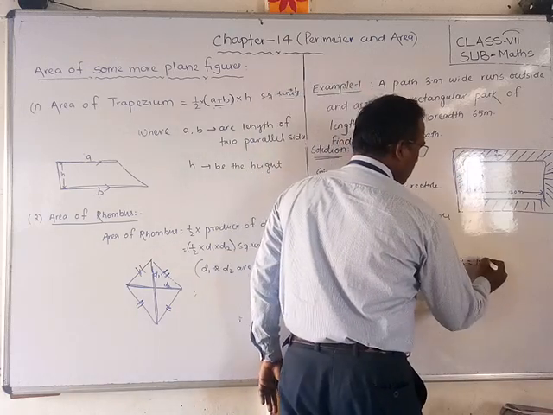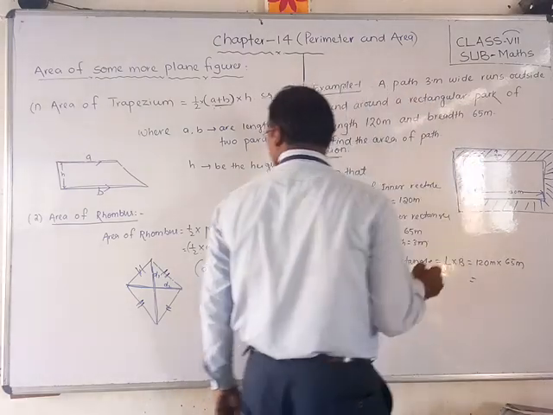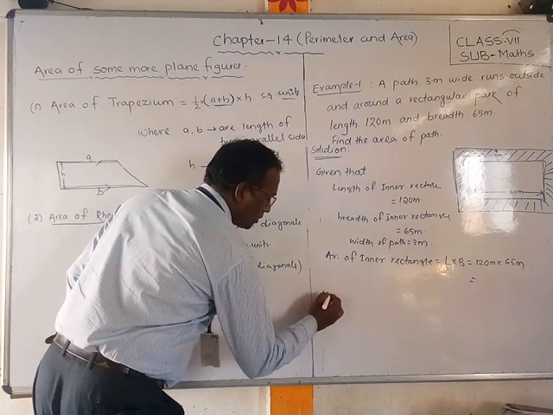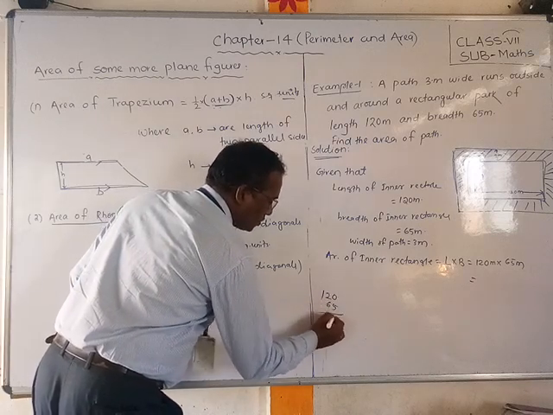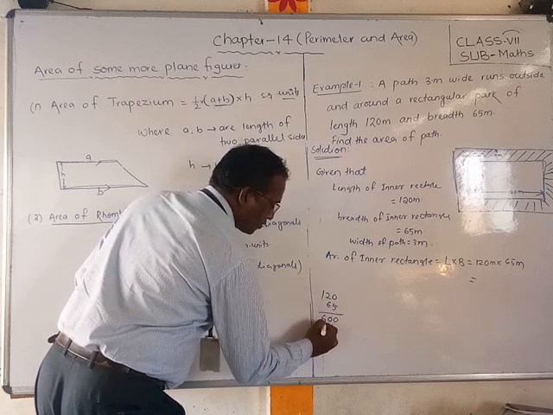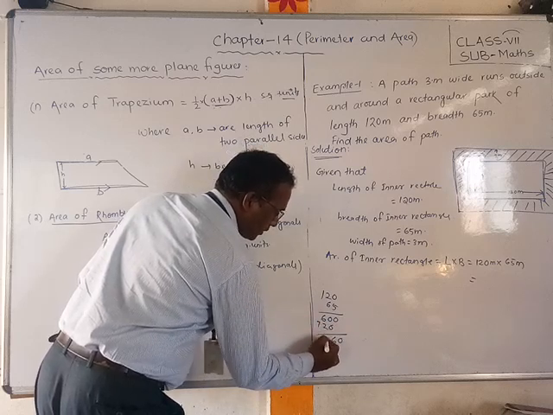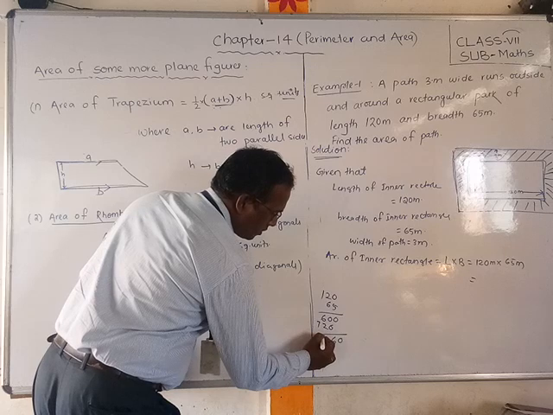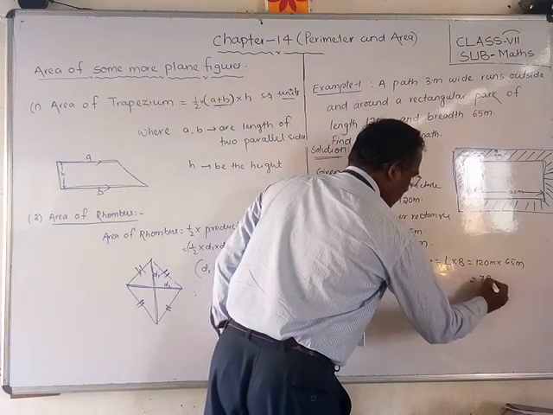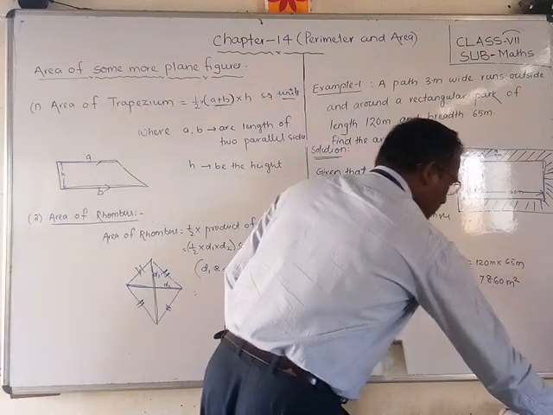So we get 120 meter into 65 meter is equal to, multiplying that, roughly 125 into 65. So we will get 7,860 meter square. Okay. Now what you have to do, students, observe.